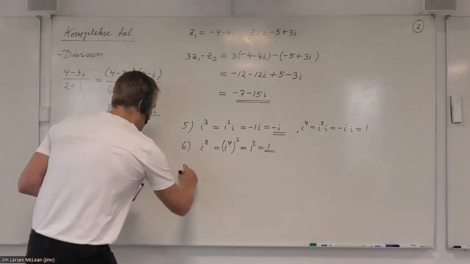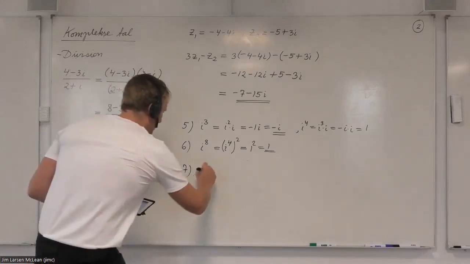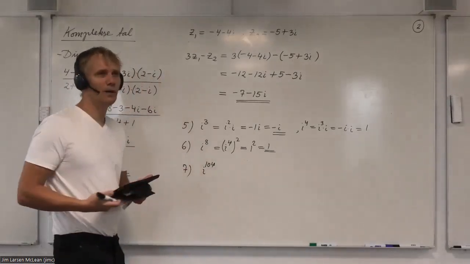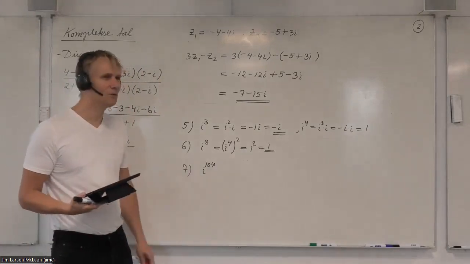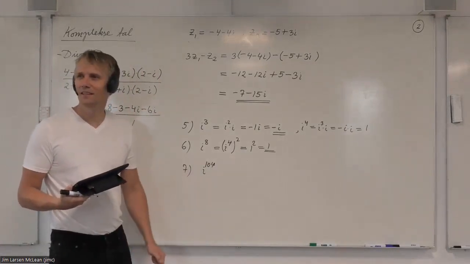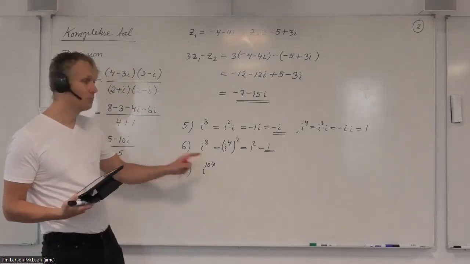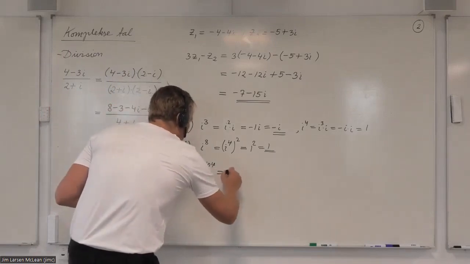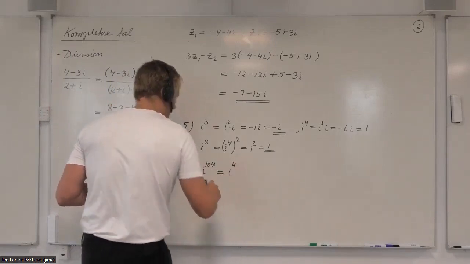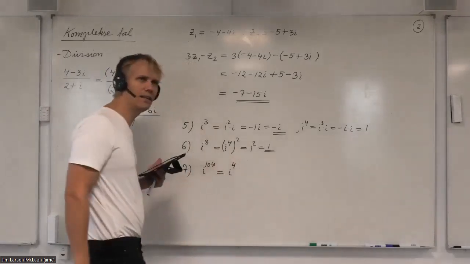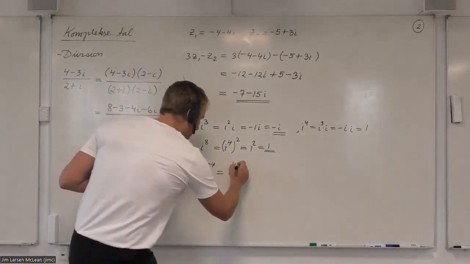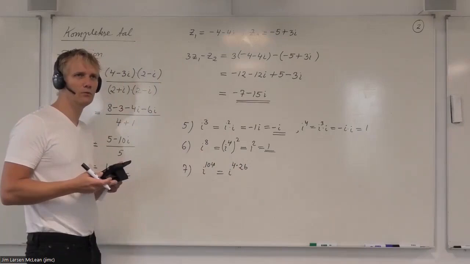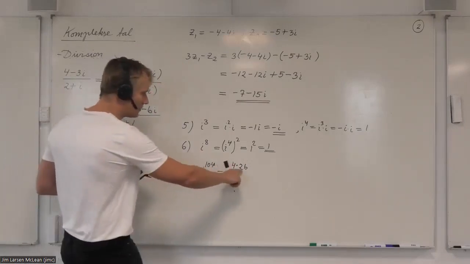In problem 7, you need to be a bit more creative, because you're supposed to calculate i raised to the exponent 104. Of course, you can just start from the beginning. i times i is minus 1, times i is minus i, times i again is 1, and so on. But it's a long way to go until you reach 104. So the trick here is to think, can't I rewrite this into something smarter? Write it as i raised to the power of 4, because I know what that gives: it gives 1. And the 104 can be written as 4 times 26.